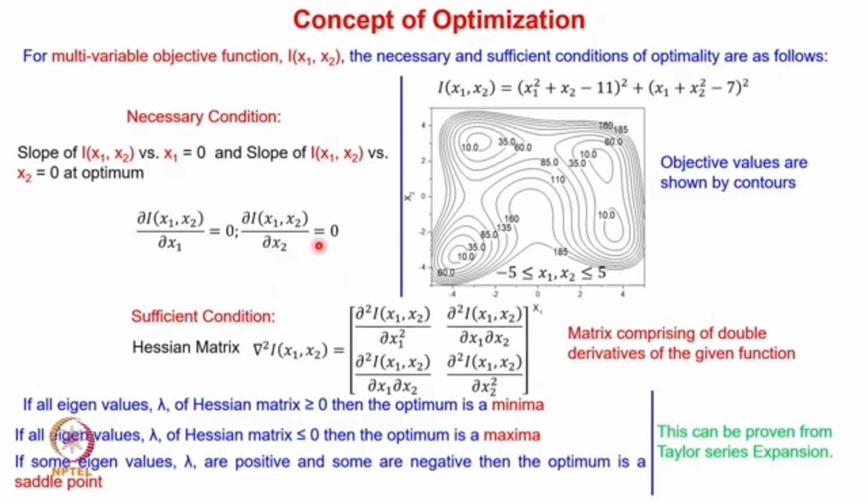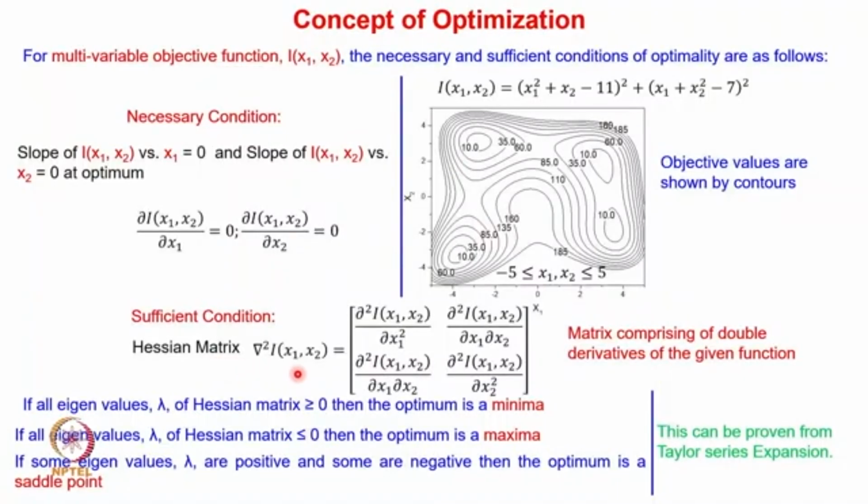But when we look at the sufficient condition, it is based on the Hessian matrix. The Hessian matrix comprises terms based on the second order derivatives. For I(x1, x2), the Hessian matrix, del square I, is given as dou square I dou x1 square, dou square I dou x1 dou x2, dou square I dou x1 dou x2, and the last term is dou square I dou x2 square. So these are the four terms which are possible in this case.